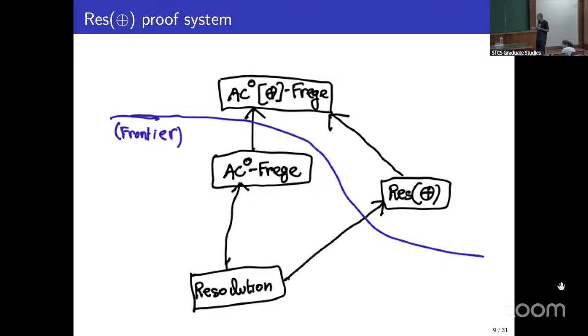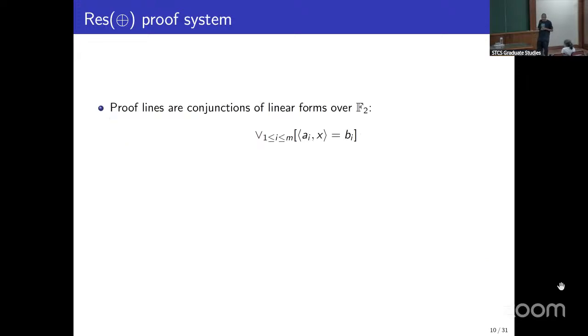Okay, thanks. So I will define ResLin now. Here, every proof line is a linear clause. What's a linear clause? A normal clause is just a disjunction over bit variables: you say either x1 equals b1, or x2 equals b2, or so on. Here, every proof line is a disjunction of linear forms over F2. You say either the inner product of a1 comma x equals b1, this is all happening over F2, or the inner product of a2 comma x equals b2, or so on. These are your proof lines.